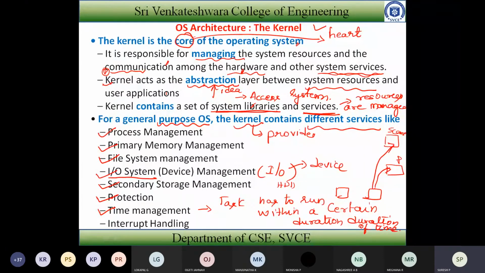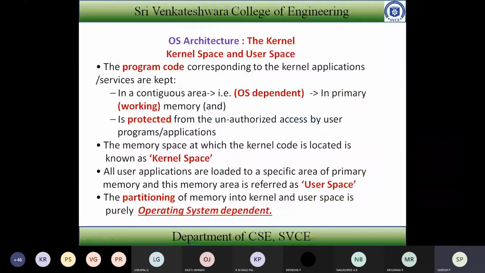Next, whenever an external interrupt comes, it has to be served. Assume the request is coming from the scanner, and it has to store the picture which is scanned. The interrupt is coming from your scanner, so it has to be served, right? So you have interrupt handling for that. These are some of the services which your OS provides. That is your general purpose OS. Now when it comes to the OS architecture, as you know, it has two spaces.